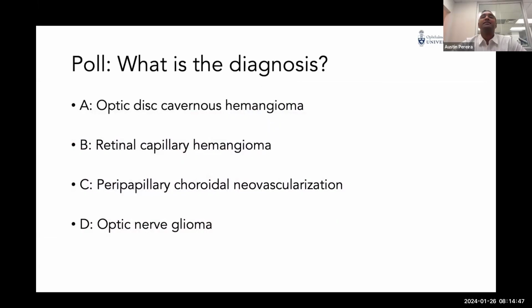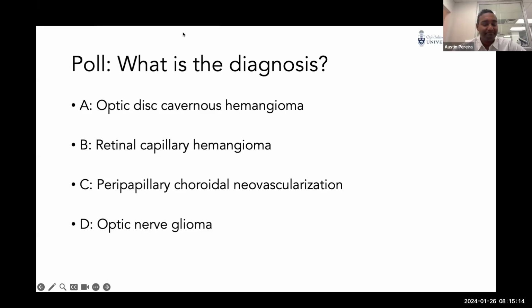So with all of these multimodal images taken into account, we have our poll question. What do you think the working diagnosis is for this patient? The first option is an optic disc cavernous hemangioma. Second is a retinal capillary hemangioma. Third, peripapillary choroidal neovascularization. And D, an optic nerve glioma. I'll give you a few seconds to think about your answer.